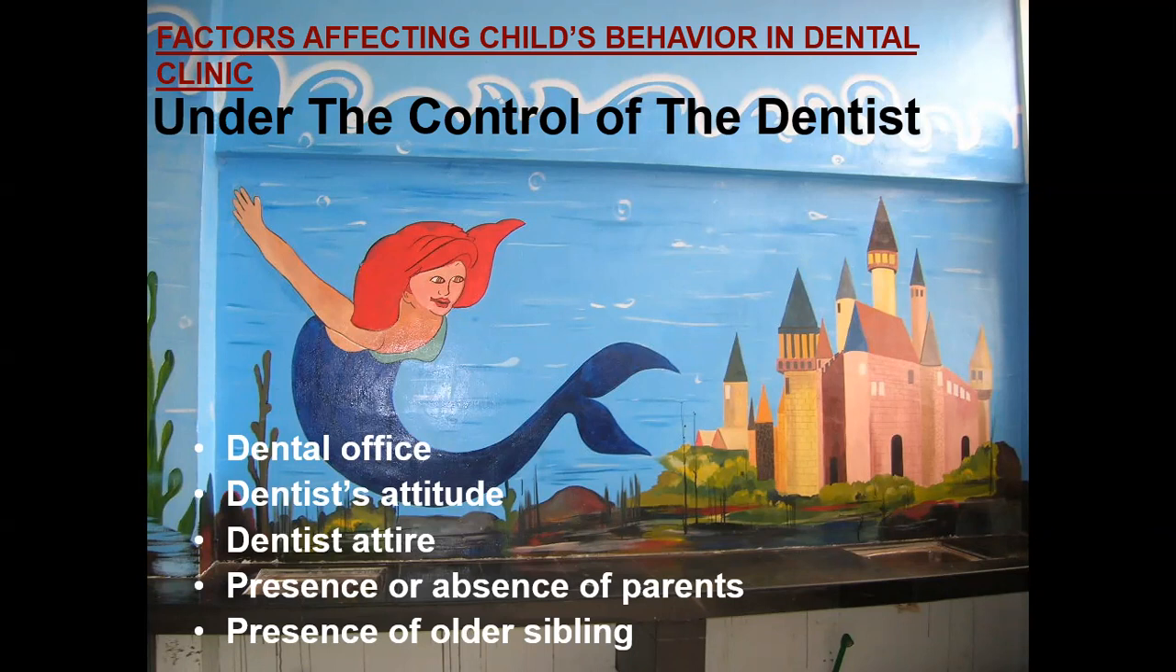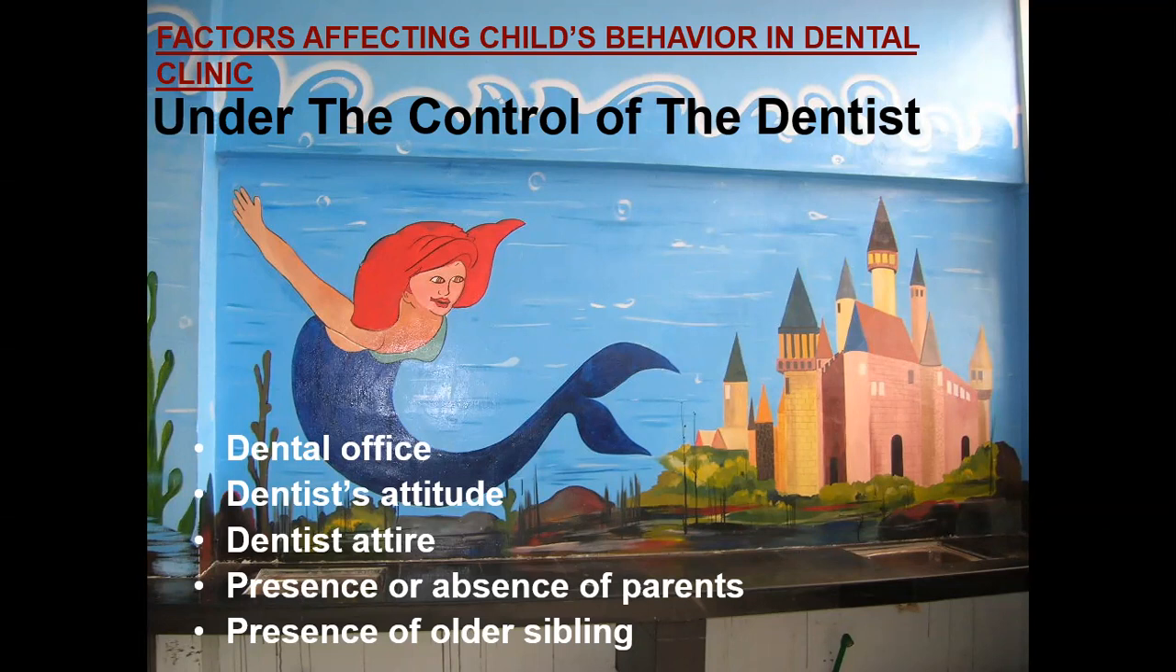There are some factors which are under the control of the dentist, and some factors that are under the control of parents. Okay, so first we will be talking about the factors that are under the control of the dentist that affect the child's behavior. First is the dental office, how the dental office looks, dentist attire, dentist attitude, presence or absence of the parent in the operatory, and the presence of older siblings.